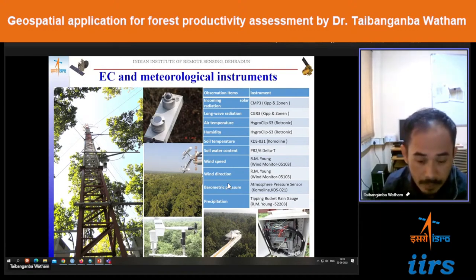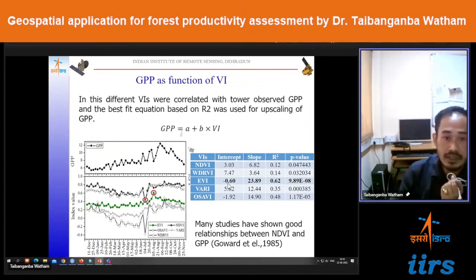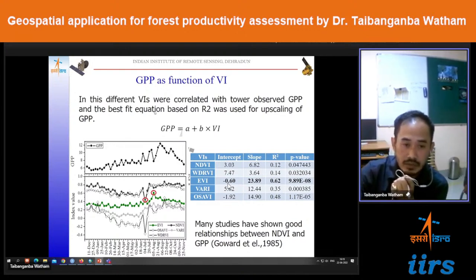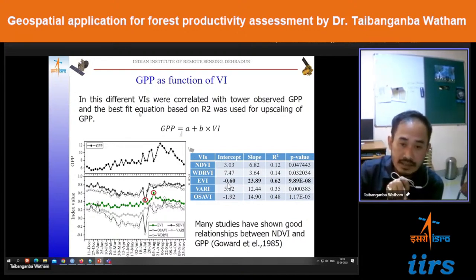So this is a site, and some of the data which I'm going to show later, or use in most of the case studies, is from this Barcode flux site. Coming to some examples, the first one is that we can try to estimate the forest productivity by using these vegetation indices.